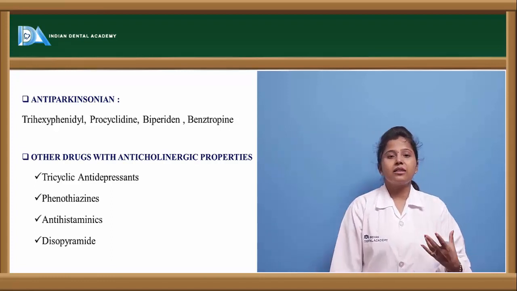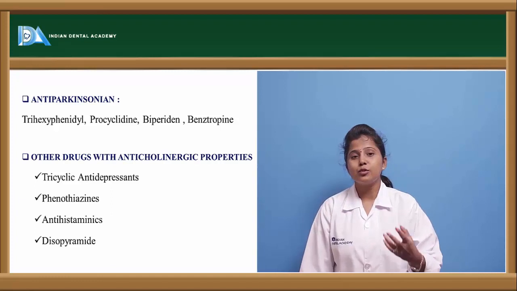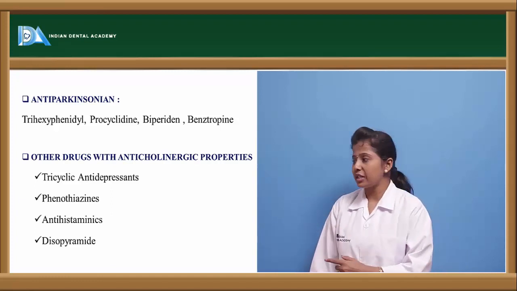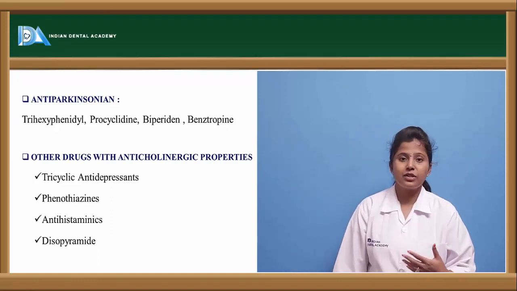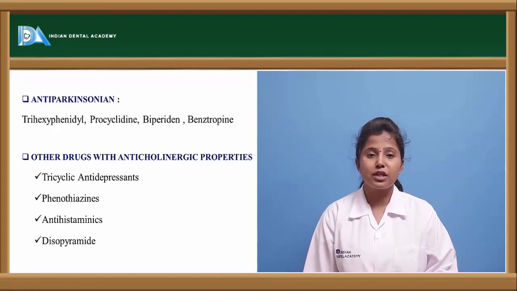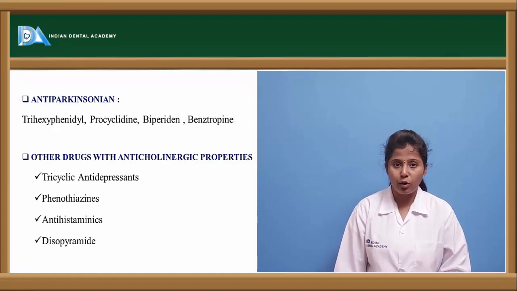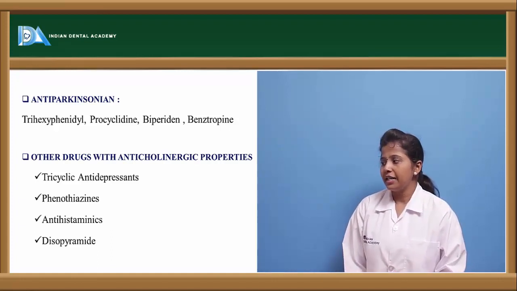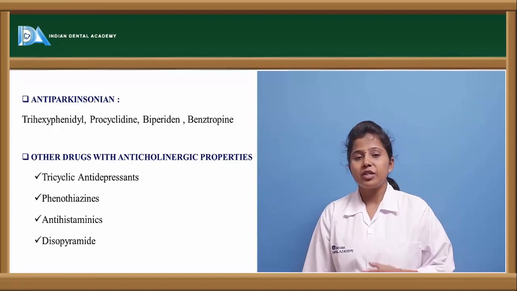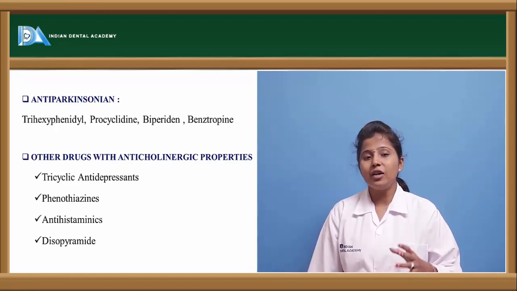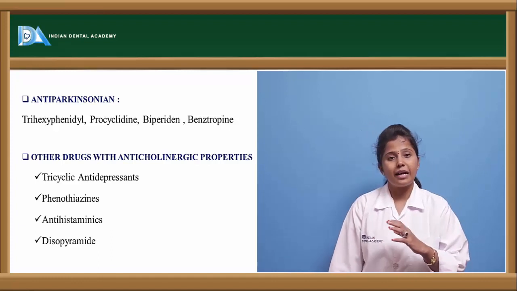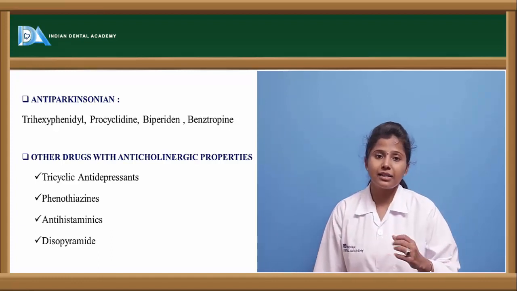And the other drugs which show anticholinergic actions apart from their major actions are tricyclic antidepressants, which are used in depression as well as showing an anticholinergic effect, and phenothiazines, antihistaminics, and disopyramide. So this classification is based on the activity of the drugs as anticholinergics, and apart from these they have other effects also.